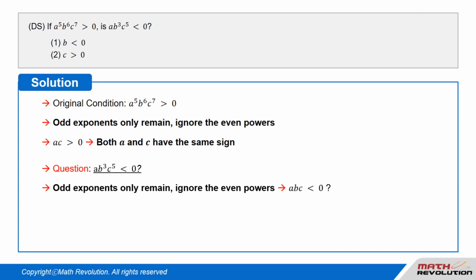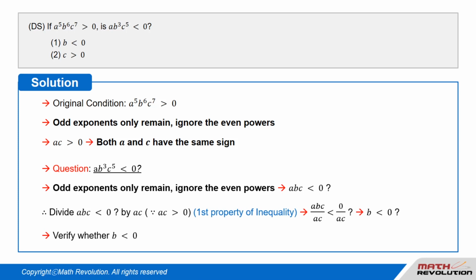Also, we are required to verify whether a times b cubed times c to the power of 5 is less than 0, which can be written as whether a times b times c is less than 0 after removing even exponent factors. You should remember that only odd exponents remain. Thus, we are asked whether a times b times c is less than 0 if a times c is greater than 0. That is, a and c have the same sign.